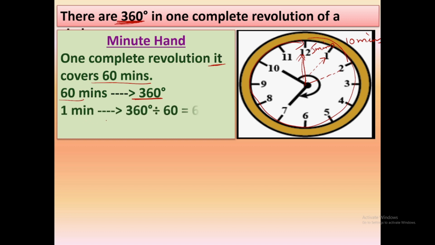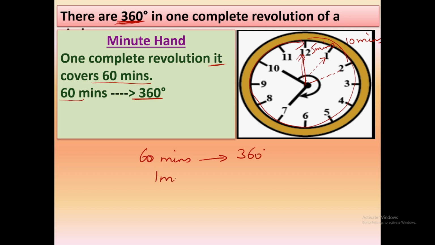Then in 1 minute it covers 360 degrees upon 60, we get 6 degrees. For better understanding, just see it. If in 60 minutes it covers 360 degrees, and I want it for 1 minute, I will shift this 60 to the other side, so it becomes 360 upon 60, which is equal to 6 degrees. Can you see it gets cancelled? So we get 6 degrees. In 1 minute the minute hand covers 6 degrees.